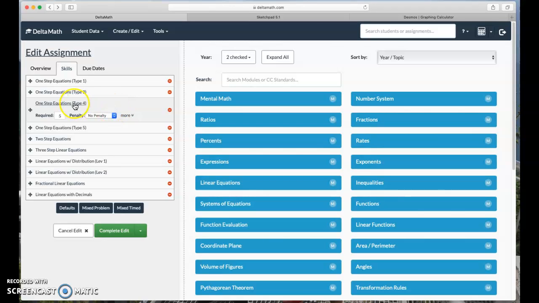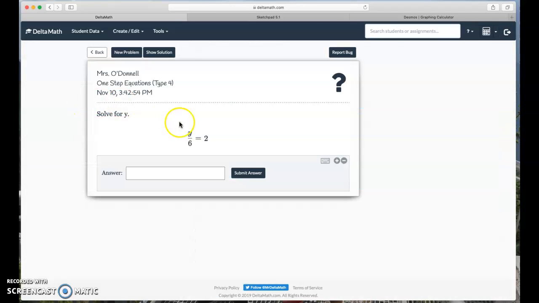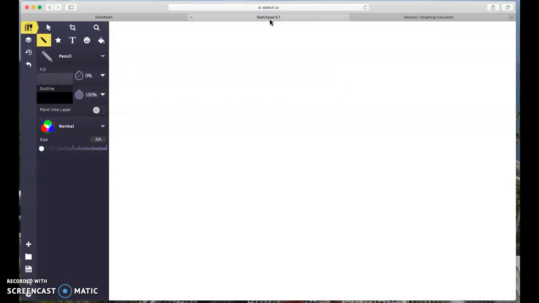All right, one-step equations type 4, here we go. Y divided by 6 equals 2. Let's hop on over to our scratch pad. And we want to make sure y divided by 6 equals 2. We want to think about those inverses. So again, this might be somewhat intuitive.